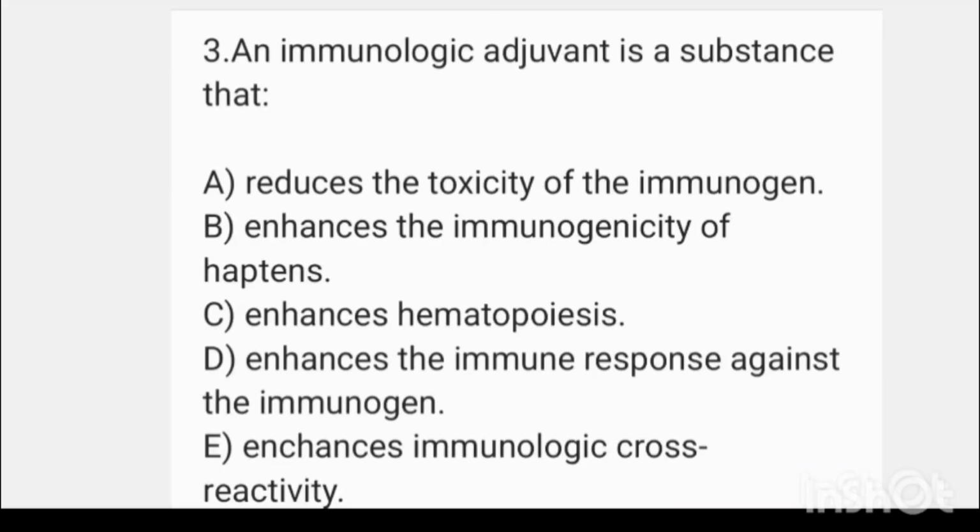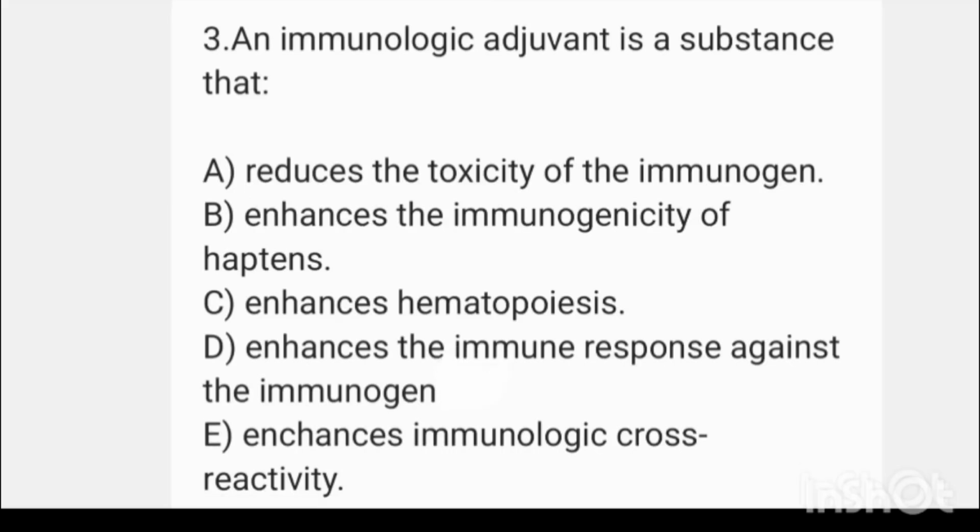Third question, an immunogenic adjuvant is a substance that, options are A. Reduces the toxicity of the immunogen. B. Enhances the immunogenicity of haptens. C. Enhances hematopoiesis. D. Enhances the immune response against the immunogen. E. Enhances immunogenic cross-reactivity. So, here the answer is option D. An immunogenic adjuvant is a substance that enhances the immune response against the immunogen. So, the answer is option D.